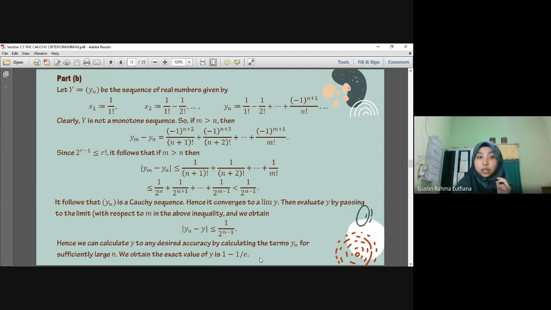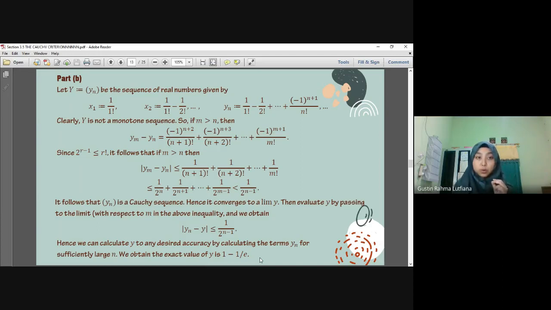And clearly, y is not a monotone sequence. So if m is greater than n, then ym - yn is equal to (-1)^(n+2)/(n+1)! + (-1)^(n+3)/(n+2)! + ... + (-1)^(m+1)/m!.